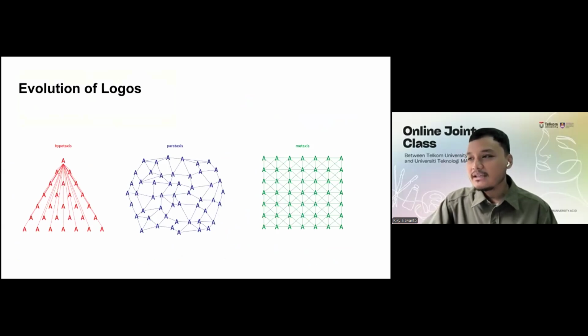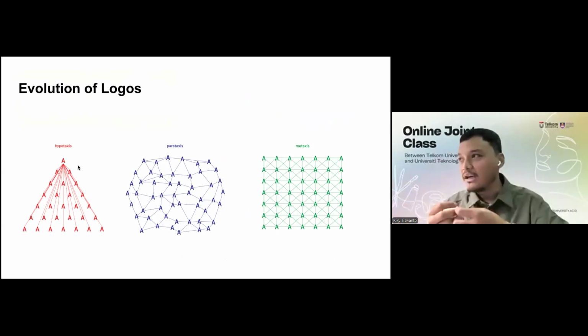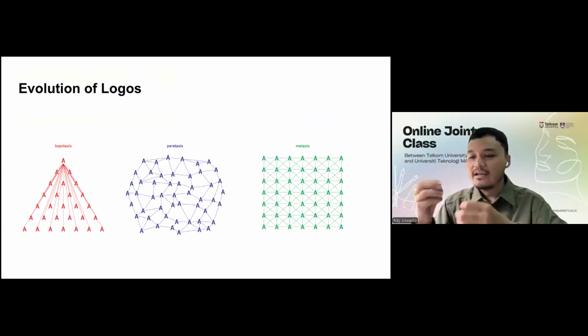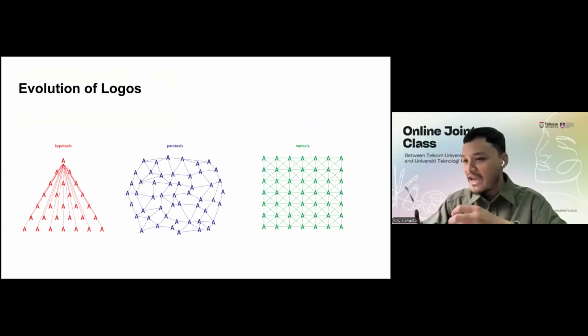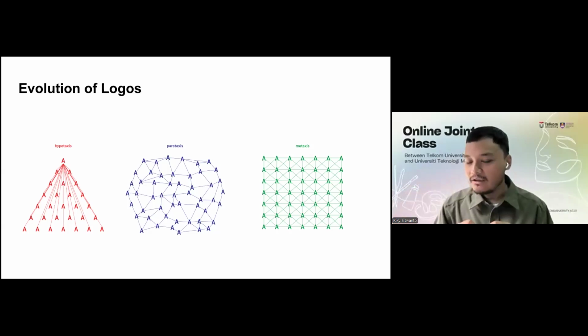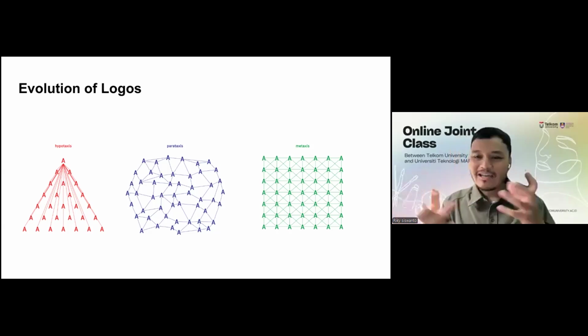So the evolution of logo can be identified into three different schemes. We used to have hypotaxis before. As a logo, it's from a single identity, and then it goes to the stationery, the pencil, the vehicle, the advertisement everywhere. So it's like a triangular shape. But in parataxis or metataxis, it's more like a fluid.